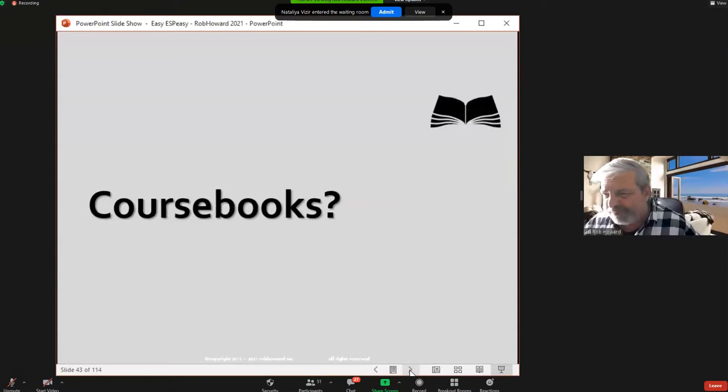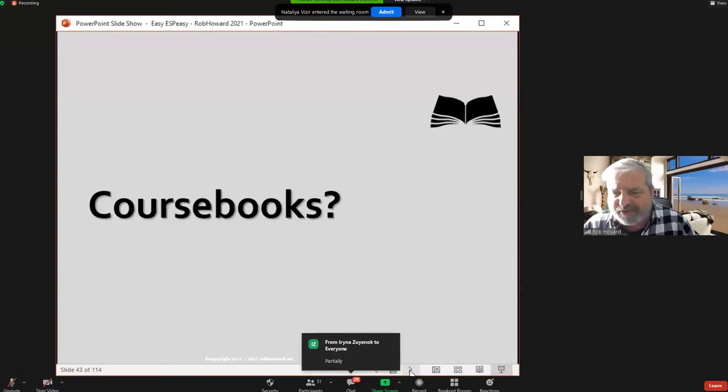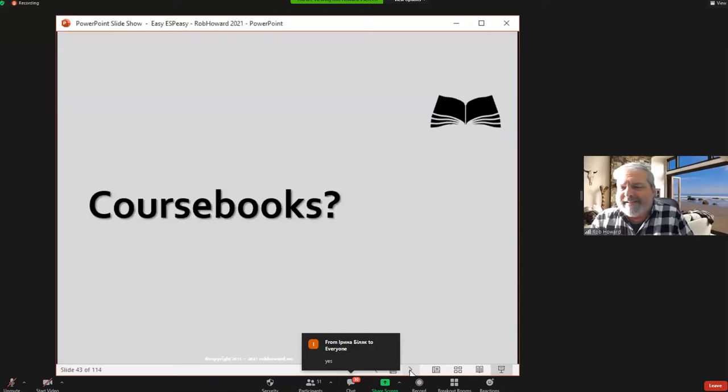Course books. Now, are you using course books in your ESP teaching? I saw a couple of heads shaking. I expect some yeses, partially. I expect some no's too. Because here's one of the problems with course books. It's very difficult to get a course book specifically designed for any one student anymore.